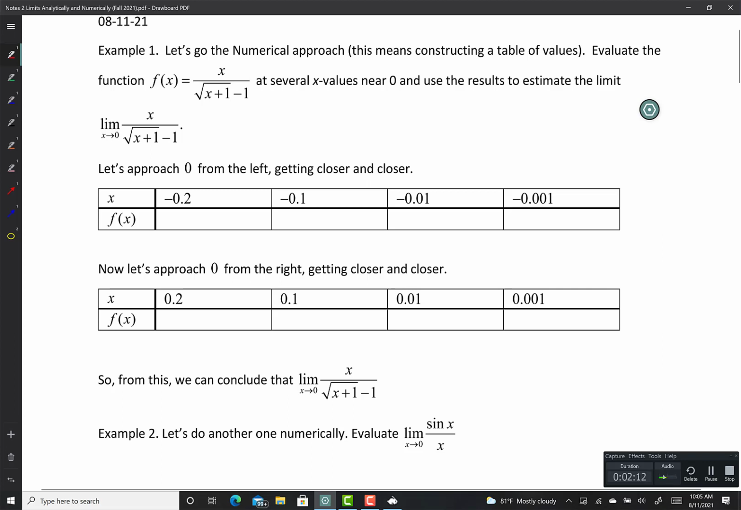I am getting closer and closer to 0. Look, it starts at negative 0.2, negative 0.1, negative 0.01, negative 0.001. I'm getting closer and closer to 0. Do you guys see that? This one is approaching from the left.